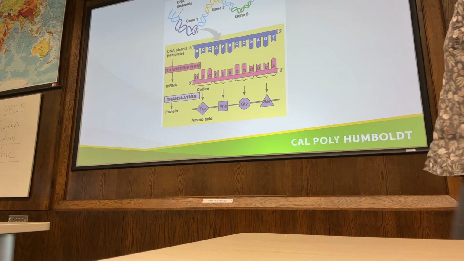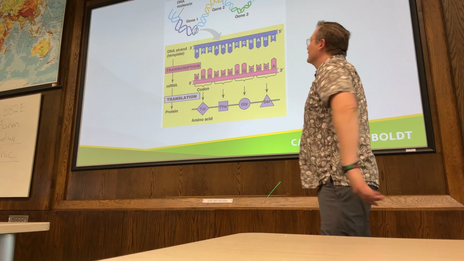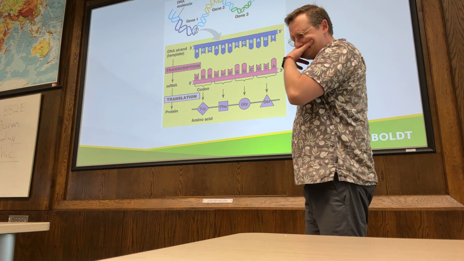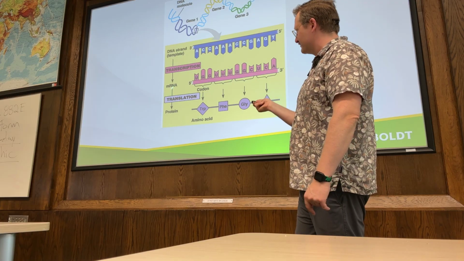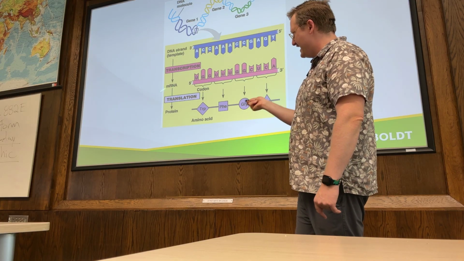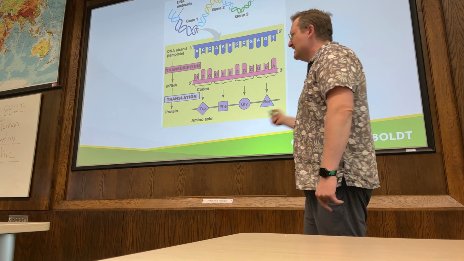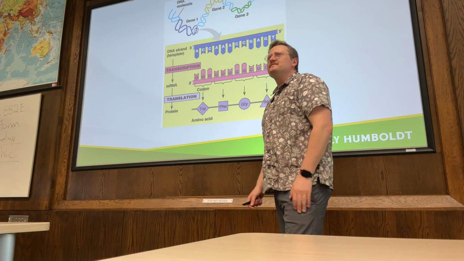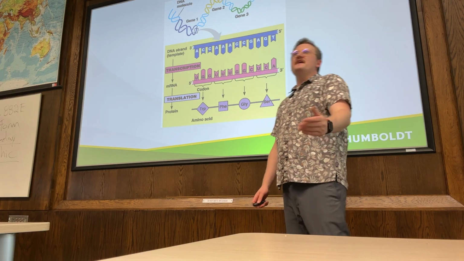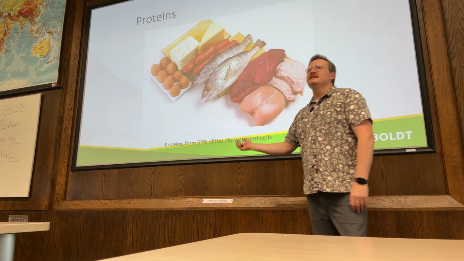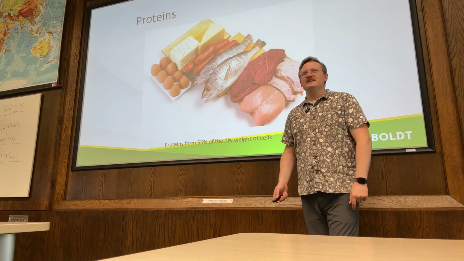Cool. This is the central dogma right here. It states that DNA is read and used to direct RNA, which is then read and used to direct the synthesis of a protein. This will be super important. We're going to talk about it more and more and more. But think about this, right? 55% of the dry weight of a cell is protein.